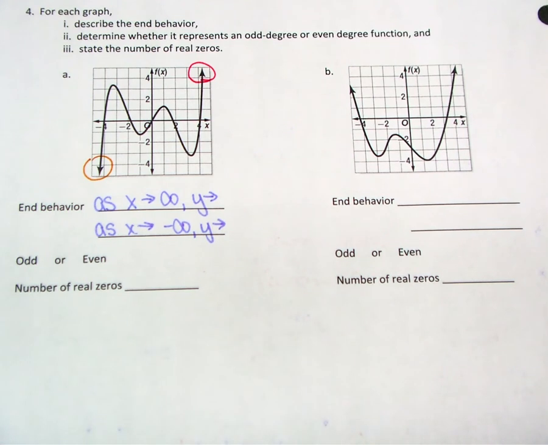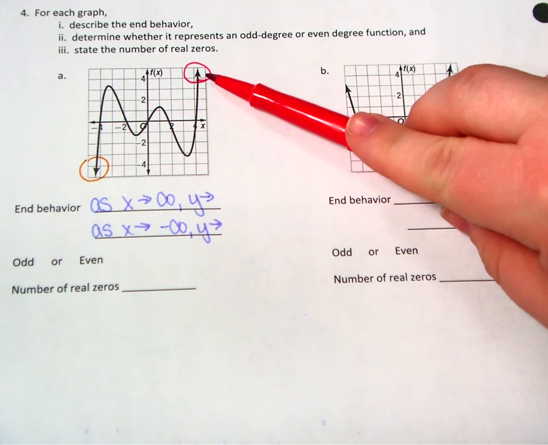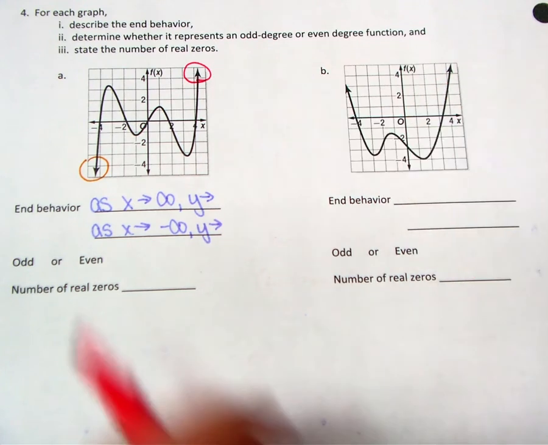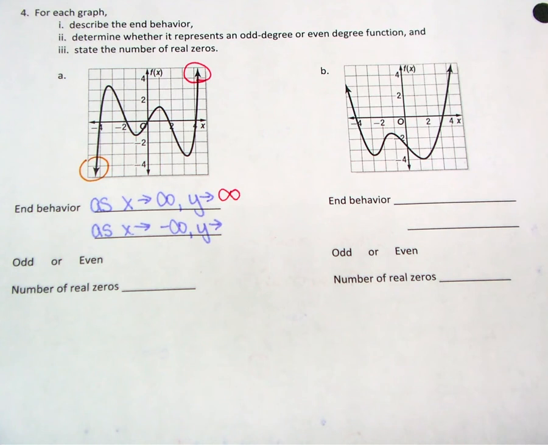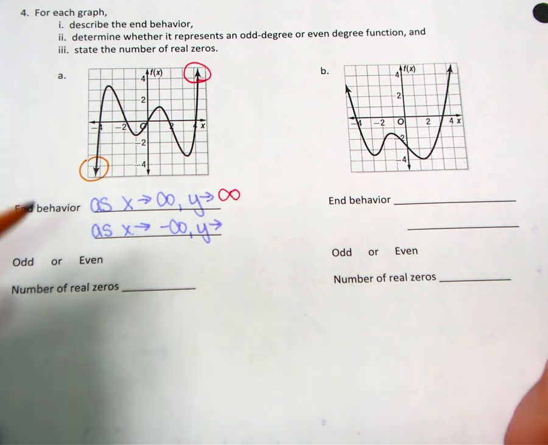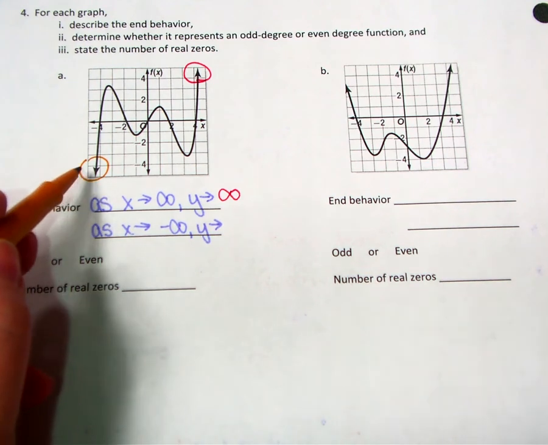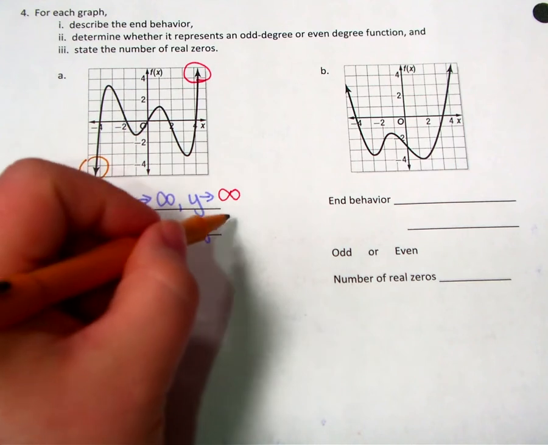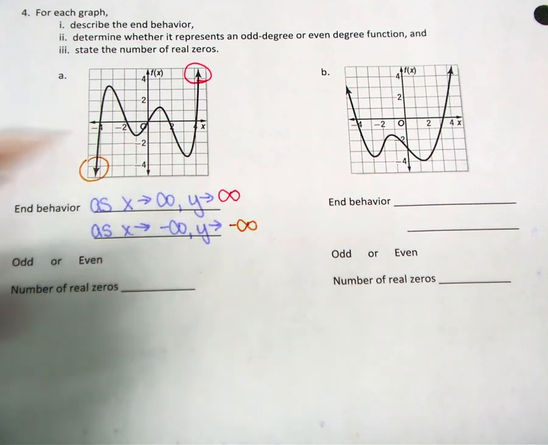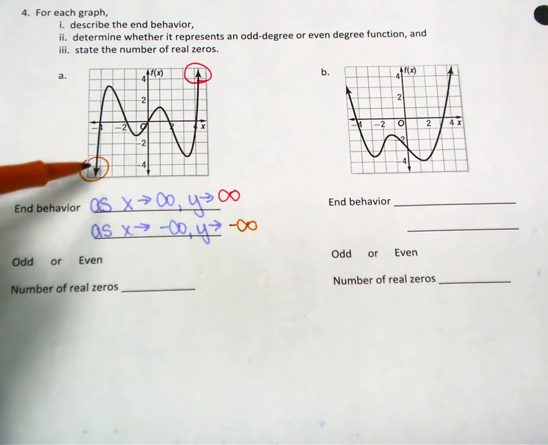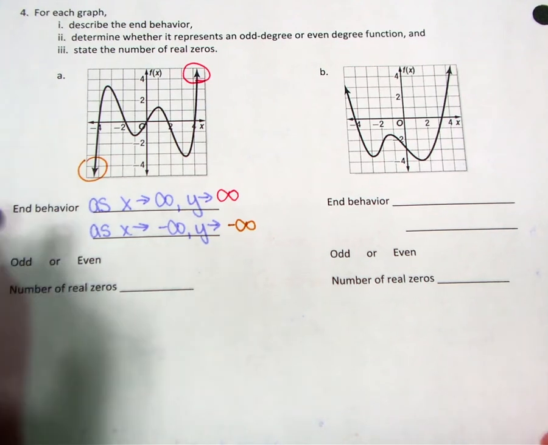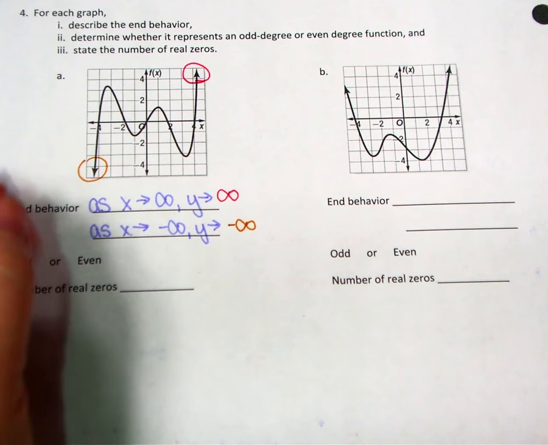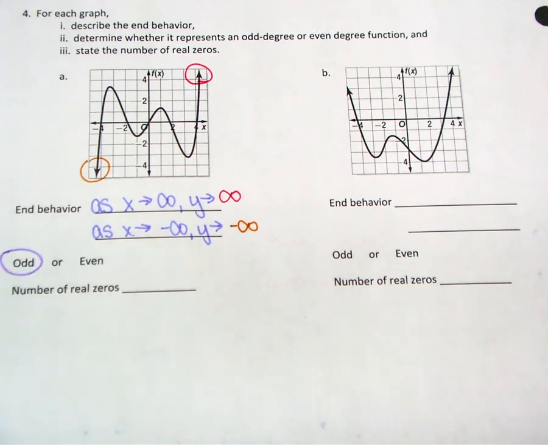And I see that these are pointing in opposite directions. When I look at the right arrow, it's pointing up, so that indicates that y is getting closer to positive infinity. When I look at the left arrow, it's pointing down, so that indicates that y is getting closer and closer to negative infinity. Now, these arrows point in opposite directions, so that indicates to me that this is an odd degree function.